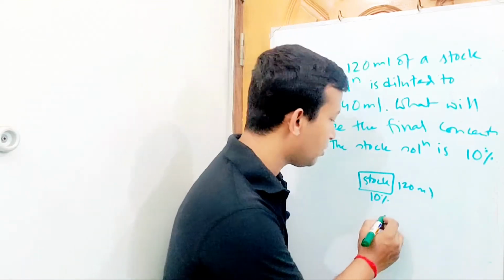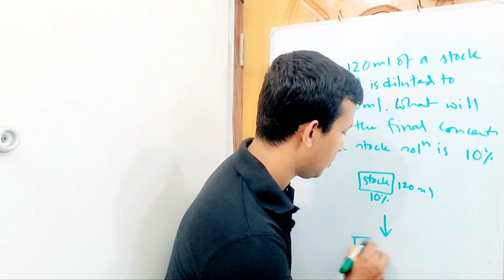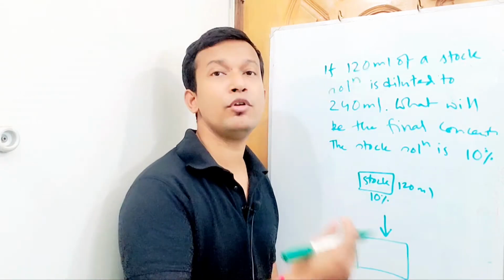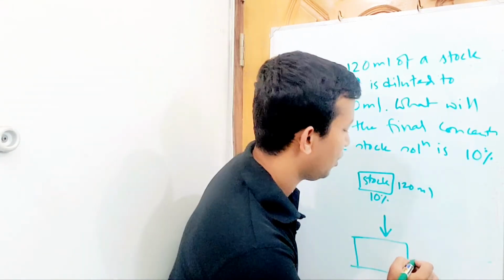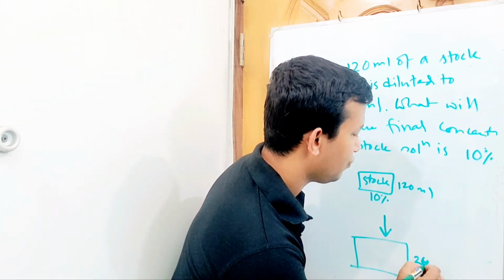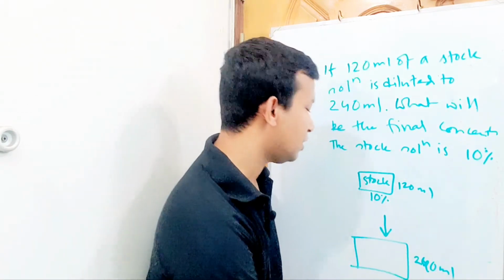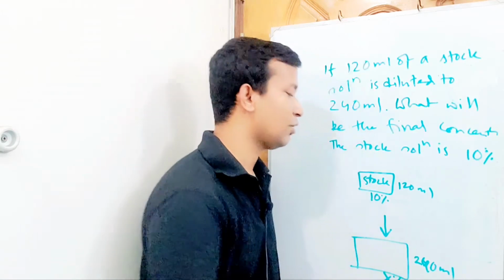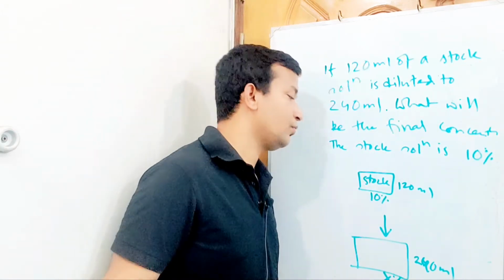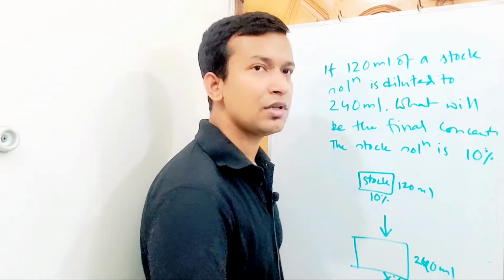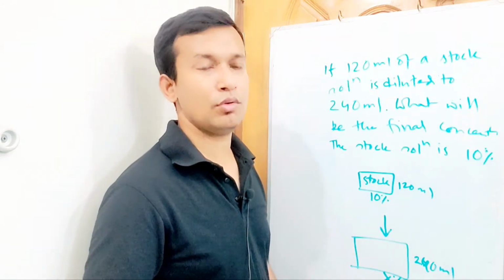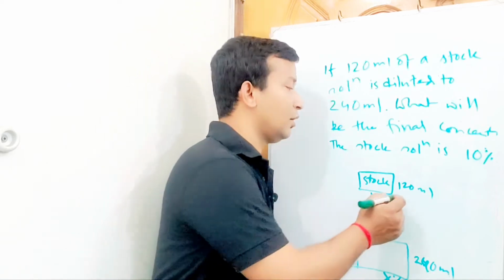Now you are diluting, like making the volume double. Like now the volume is how much? 240 ml. And the question is, what is the concentration here? So the thing is that you are just expanding the volume, so obviously the concentration will go down. This is not like that.